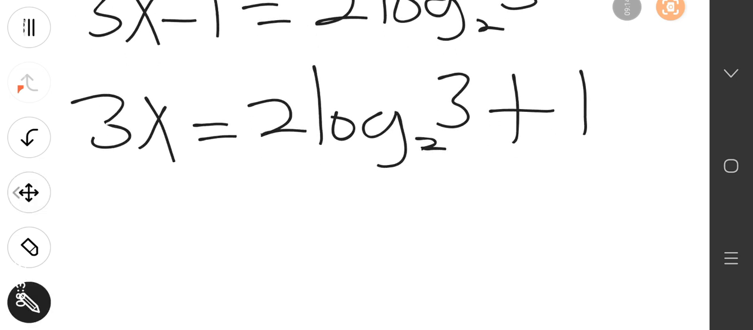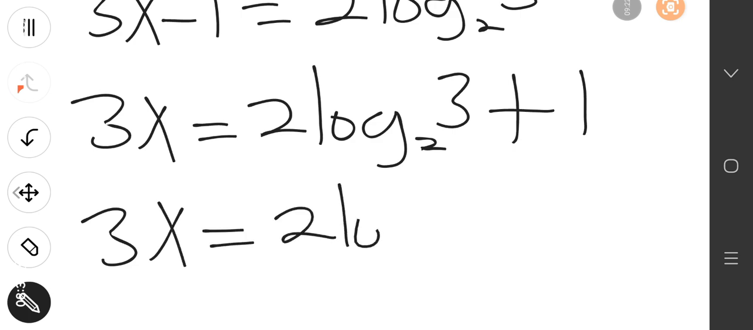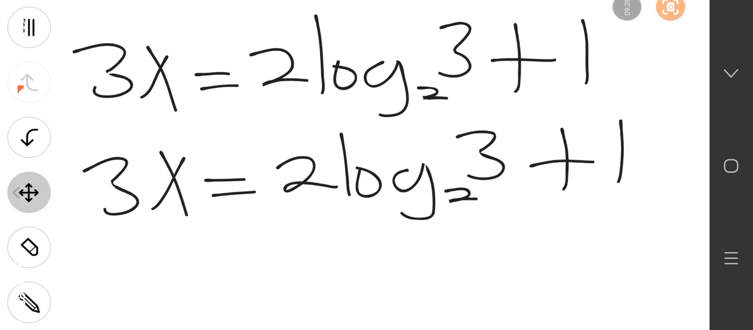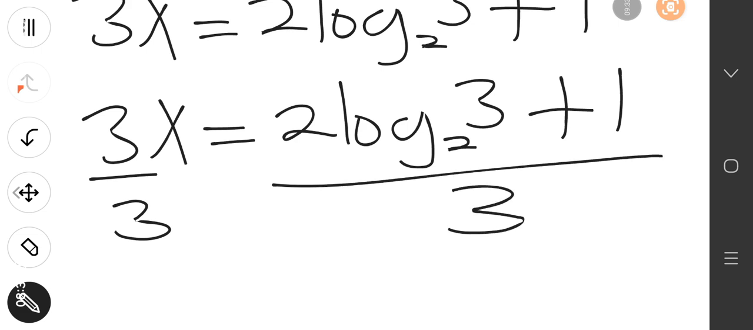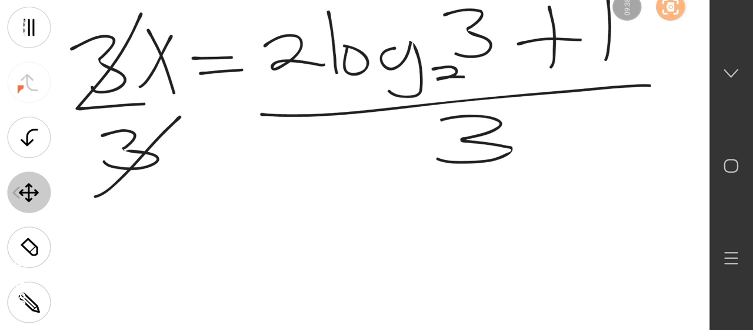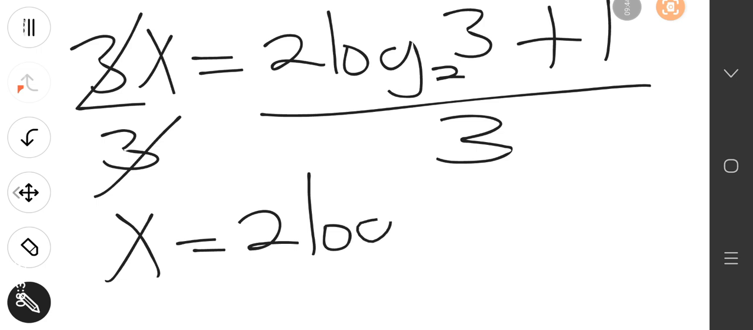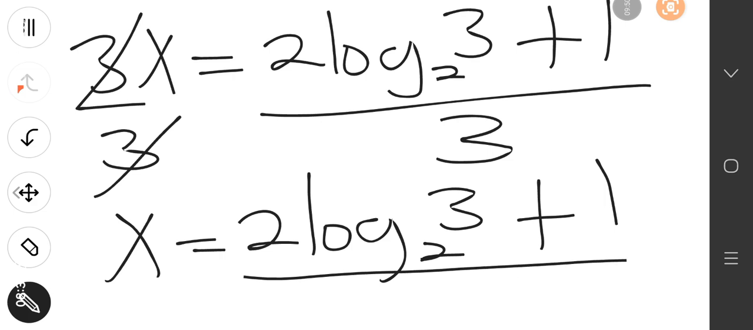Now here we are going to make x the subject of the equation. So you're going to have 3x equals 2 log 3 base 2 plus 1. So we want to make x the subject of the equation. So we divide here by 3, then here by 3. So this and this will cancel. So our answer is going to be x equals 2 log 3 base 2 plus 1, all over 3. So this is our final answer.